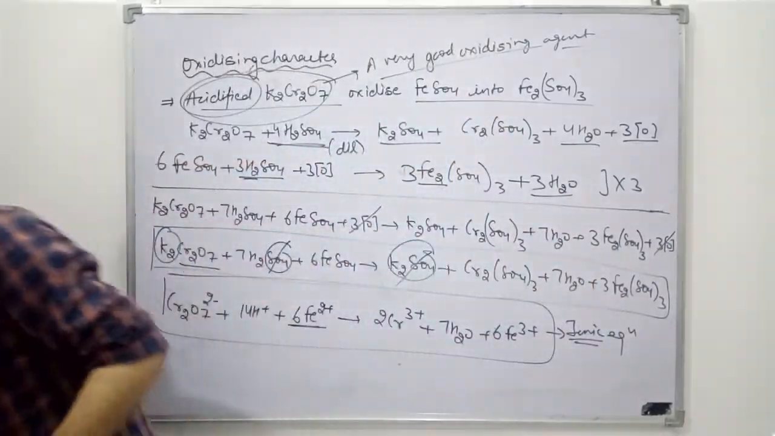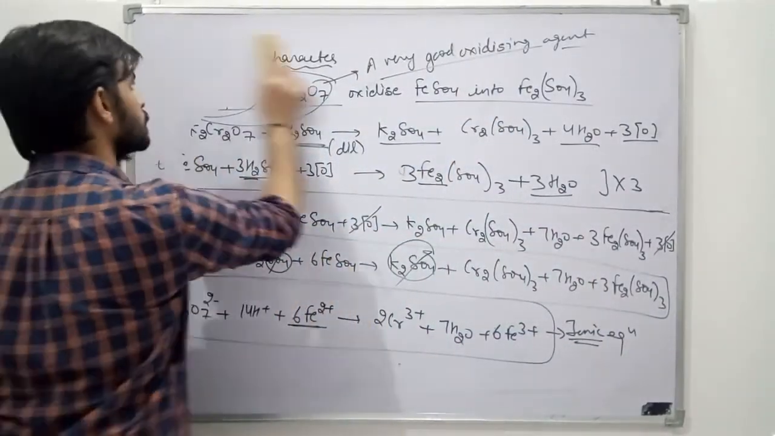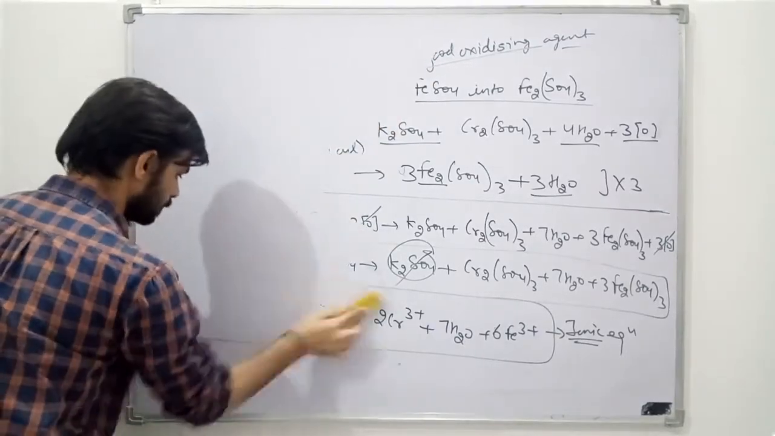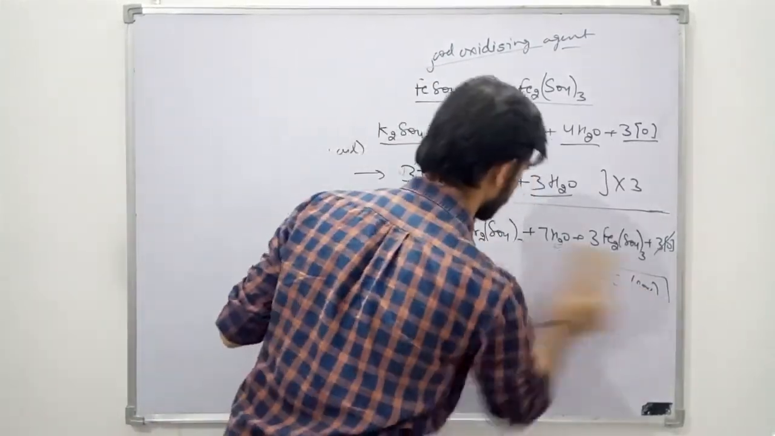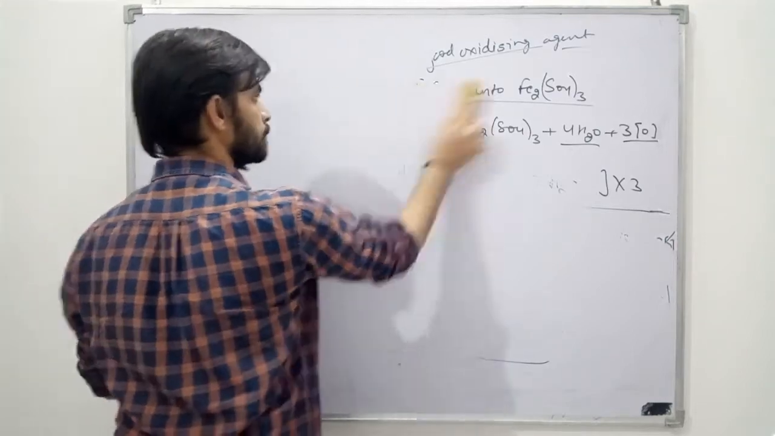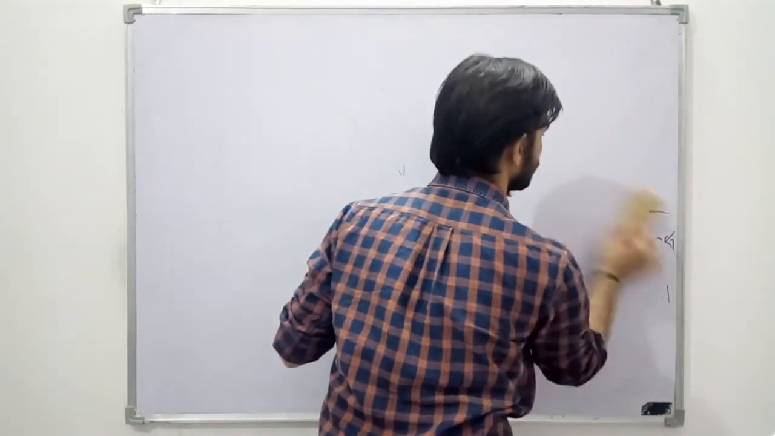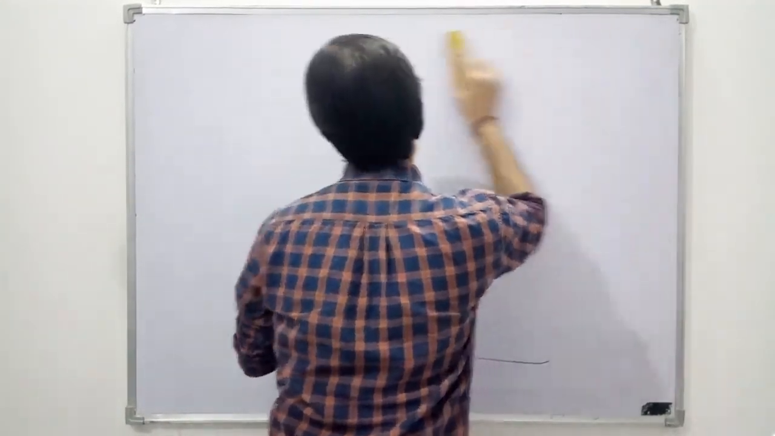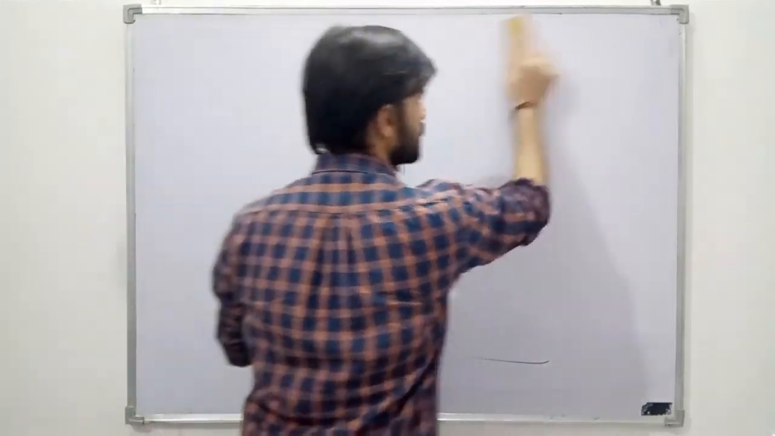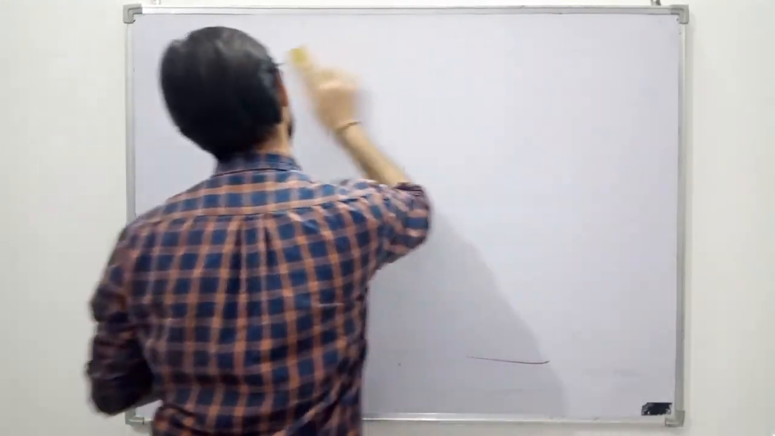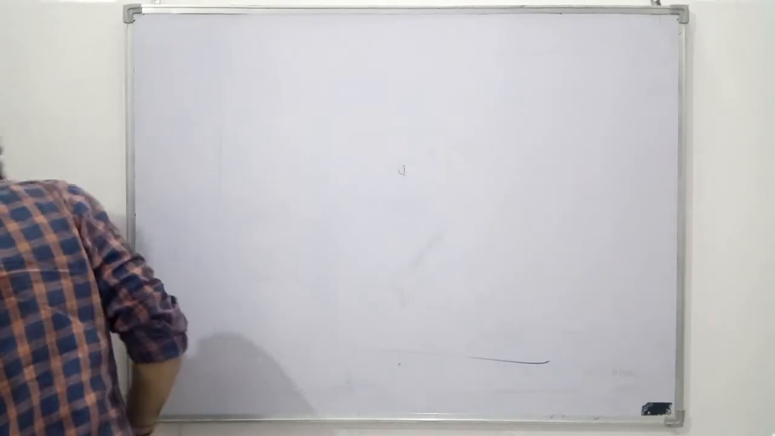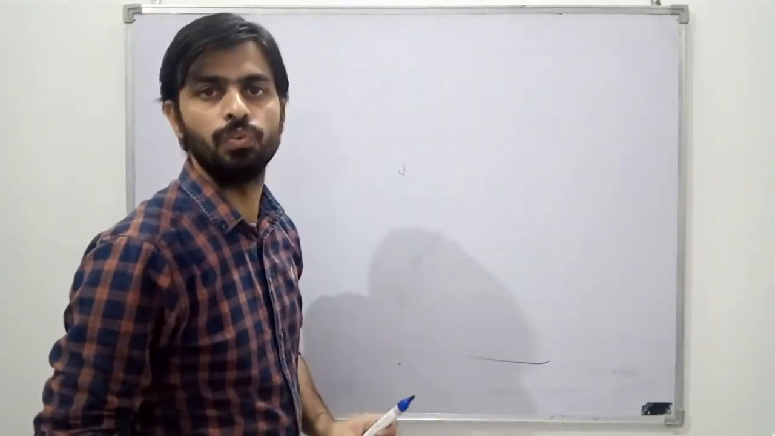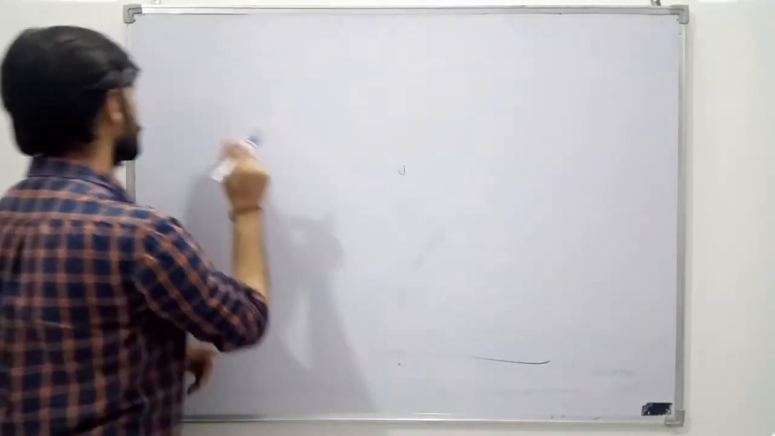How does this change? Let's see. Always, if oxidizing character is there, you must keep in mind it should be the diluted H2SO4.